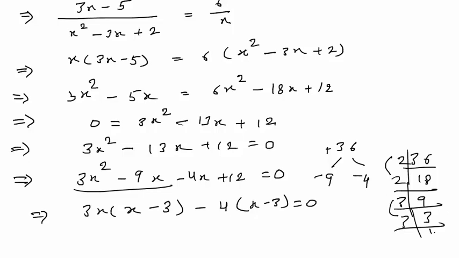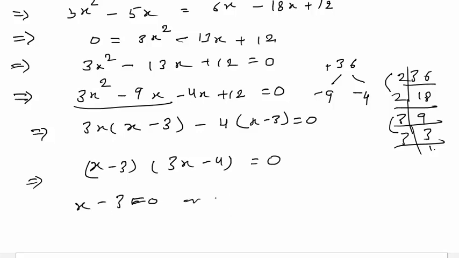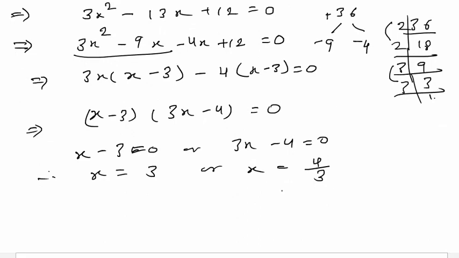This will give me finally x minus 3 I will take in one bracket, and this 3x minus 4 will give me 0, and finally from here I will say that x minus 3 is 0 or 3x minus 4 is 0. So therefore finally I have x is equal to 3 or I have x is equal to 4 divided by 3. Now it depends on how much practice you are doing. Based on your practice you can solve these problems quickly.